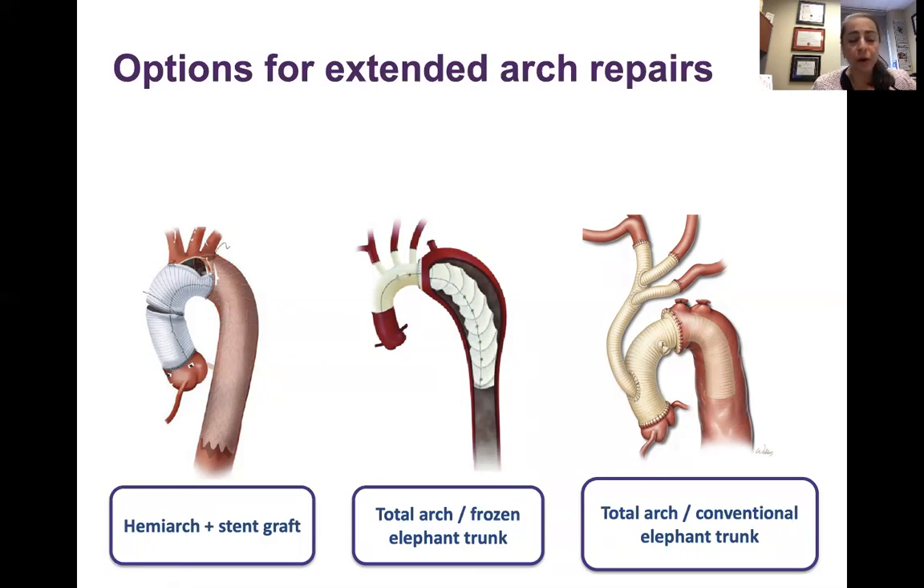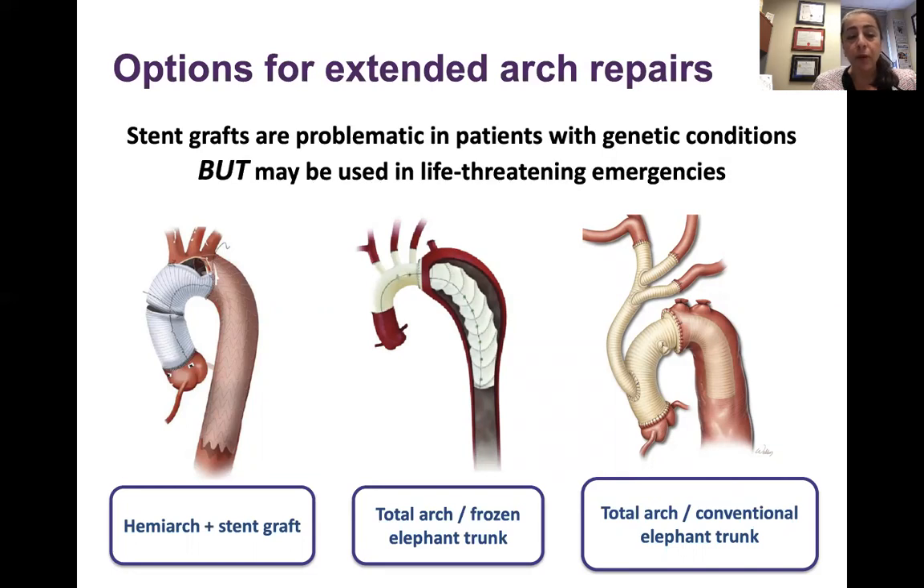Now, why do we use stent grafts in acute dissection? You will be hearing more about this from Dr. Chaloub, but essentially a stent can prop open the true lumen and restore blood flow to organs if there's a blood flow problem. We know that stent grafts are problematic in patients with genetic conditions, but they may be used in life-threatening emergencies. I will say that all of these techniques are generally only done by specialized aortic surgeons, and they are technically more complex. So similar to the valve-sparing route, extended arch techniques are also done mostly by aortic surgeons.